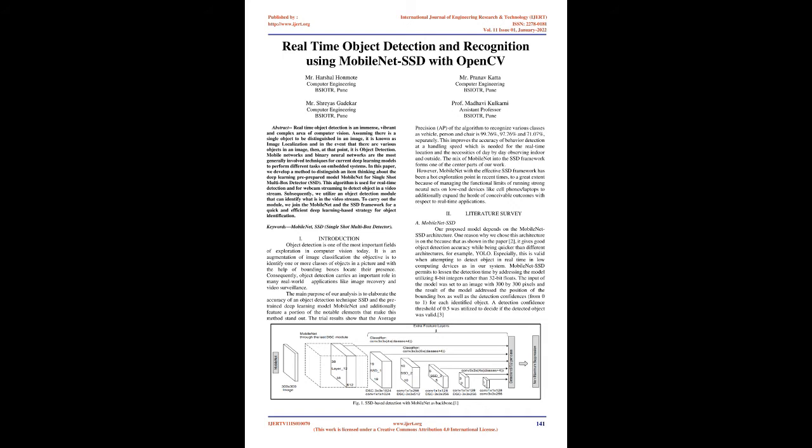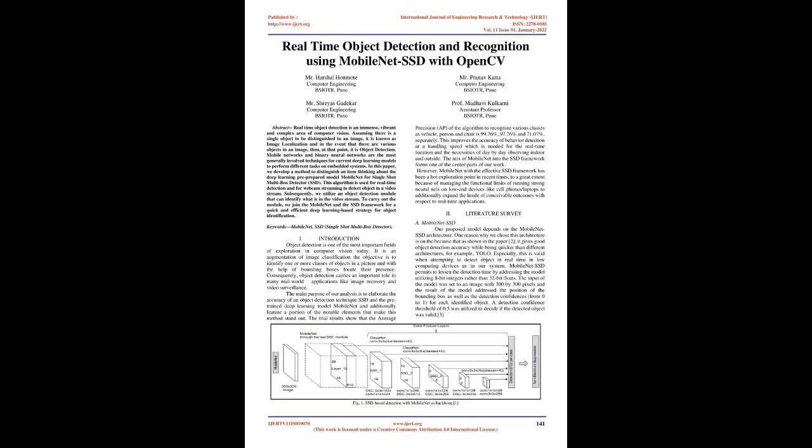2. Literature Survey. A. MobileNet-SSD. Our proposed model depends on the MobileNet-SSD architecture. One reason why we chose this architecture is that, as shown in paper 2, it gives good object detection accuracy while being quicker than different architectures, for example, YOLO. Especially, this is valid when attempting to detect objects in real time on low computing devices as in our system.